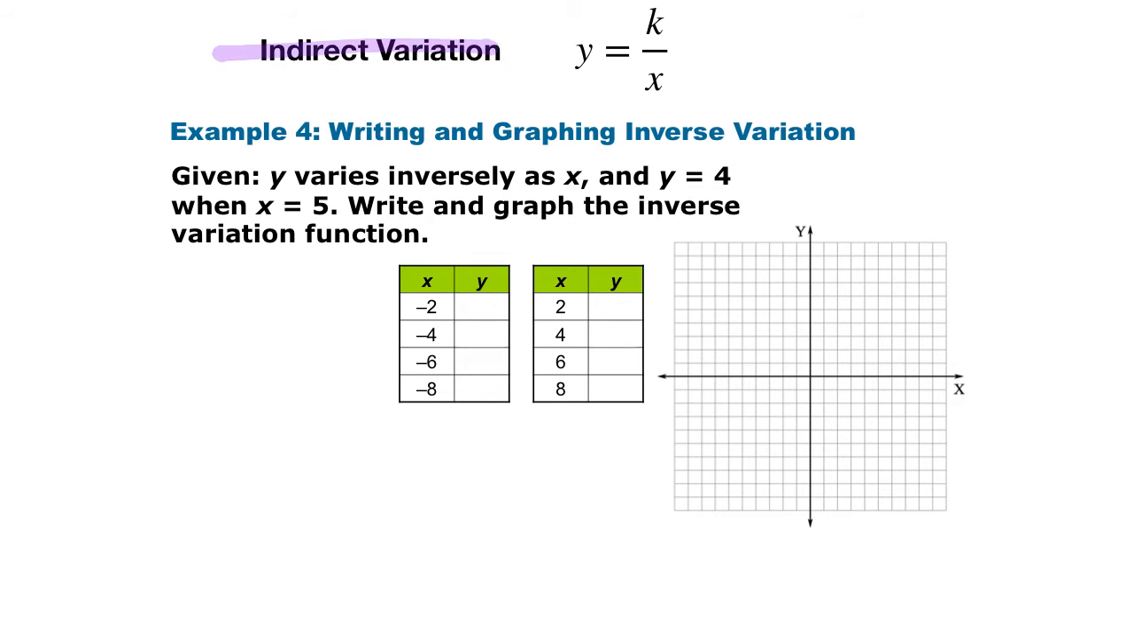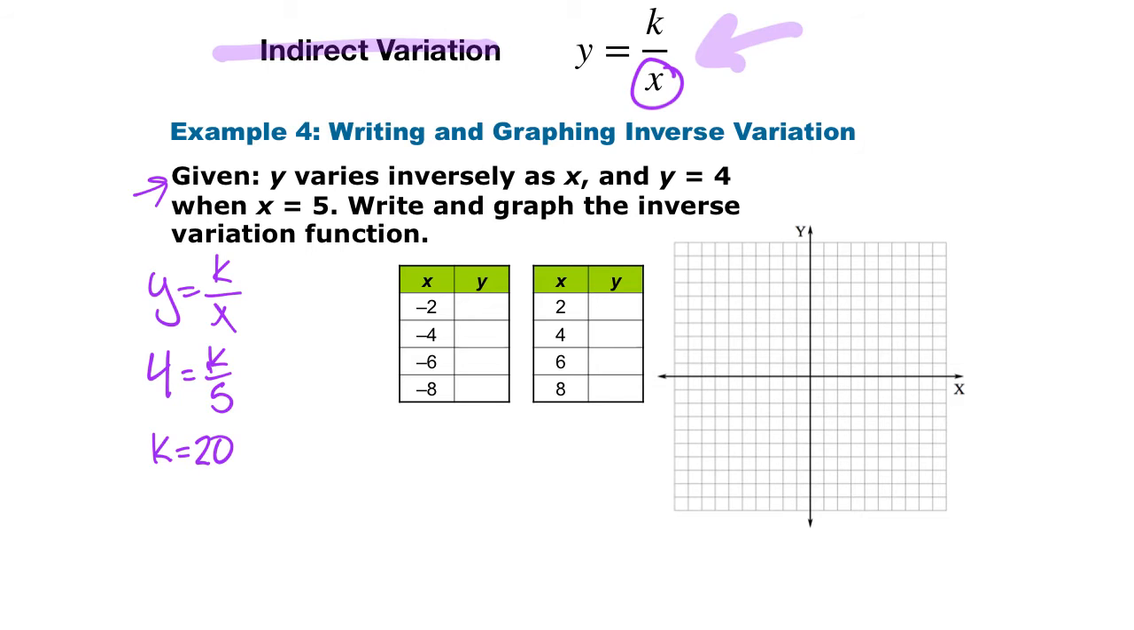Now we're looking at inverse variation, which is going to have this general form of an equation right here. Notice that in this one, your x is in the denominator, and that's always going to be true for an inverse variation. So down here, we know that y varies inversely as x. So I'm going to write down our general form here. And we know that y is 4 when x is 5. So from this, I need to find k. I would multiply both sides by 5, and I would get k to be 20.